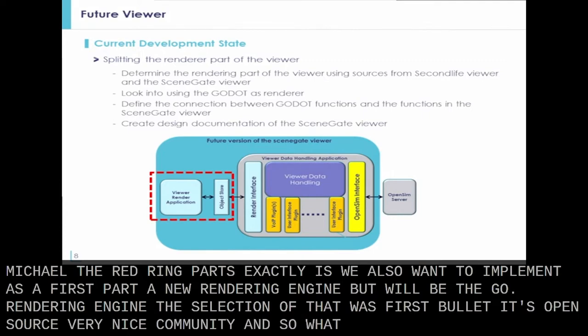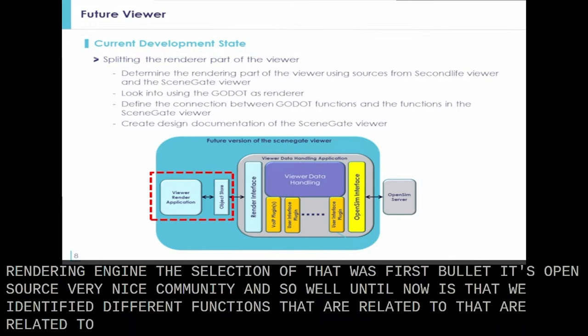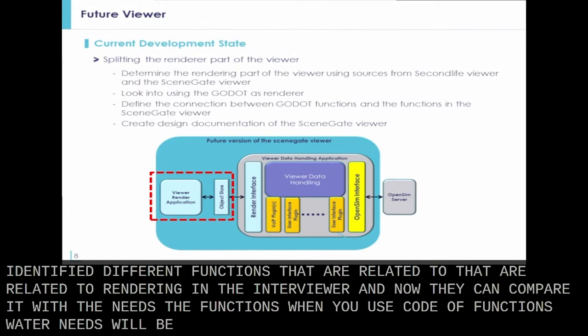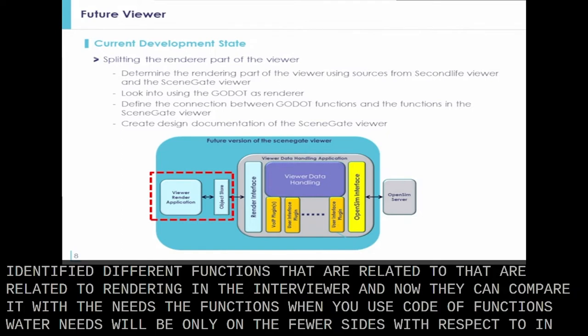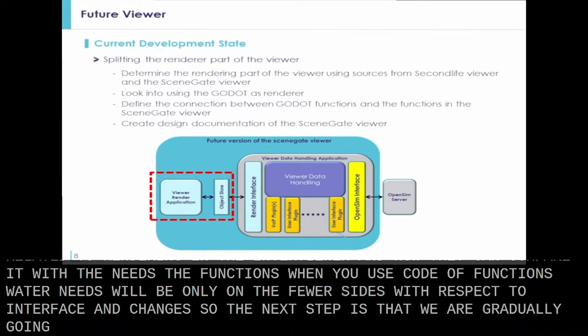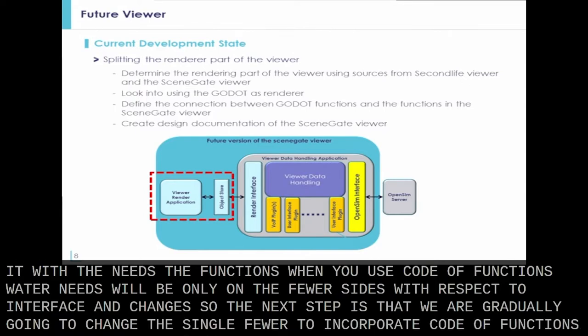So what Worktet has done until now is that we identified, or the students identified, all the different functions that are related to rendering in the viewer, and now they can compare it with the needs, the functions. When you use Godot functions, what the needs will be on the viewer side with respect to interface and changes. So the next step is that we are gradually going to change the SceneGate viewer to incorporate the Godot functions. That is what we're doing.